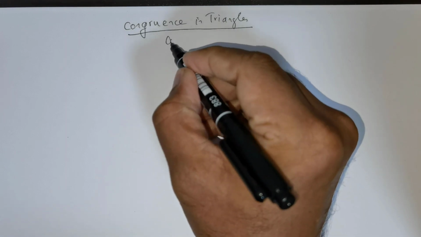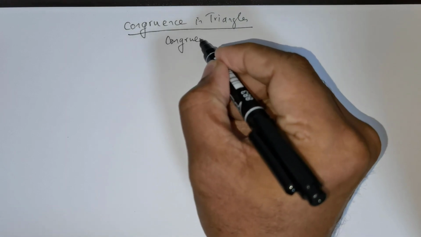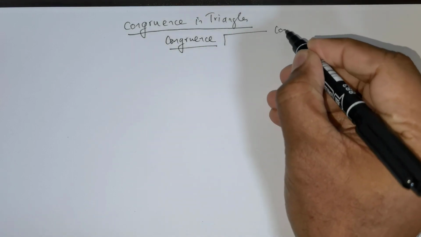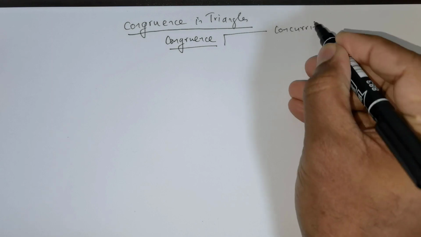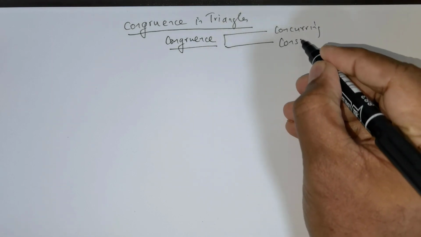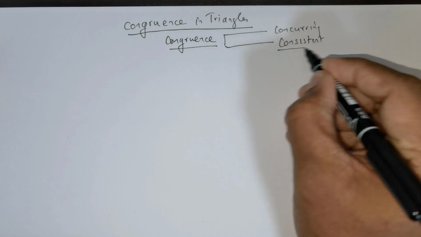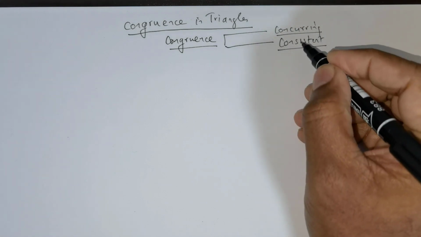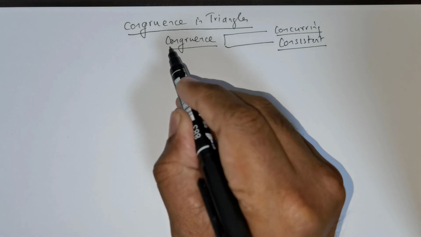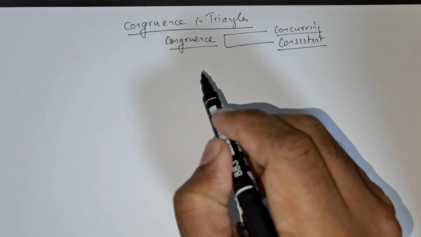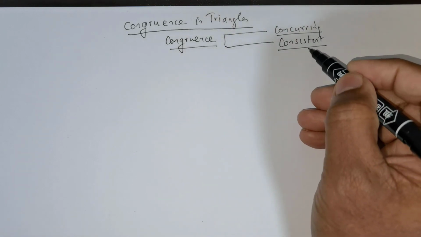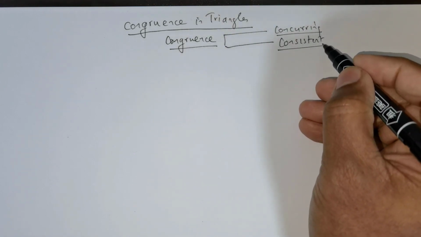Now, first we need to know what exactly is the meaning of congruence. Congruence means concurring, or it also means staying consistent. I think these two meanings are sufficient in understanding the core definition of congruence. So let me reiterate: the meaning of congruence is concurring, or you can also say staying consistent.